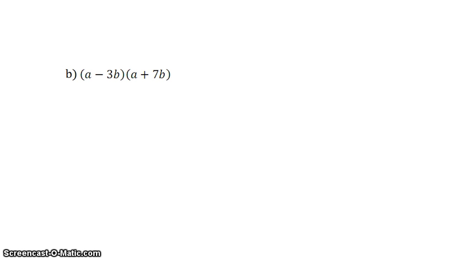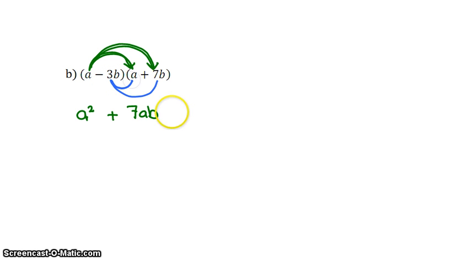Right, let's look at B. This is an example of a binomial times a binomial, which means I'm going to distribute in my first term, and then I'm going to distribute in my second term, and then hopefully add up like terms. So if I distribute in my A, I get a squared plus 7ab. Every single time I'm doing signs, numbers, variables in my head, minus 3.